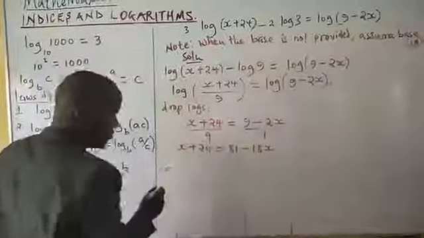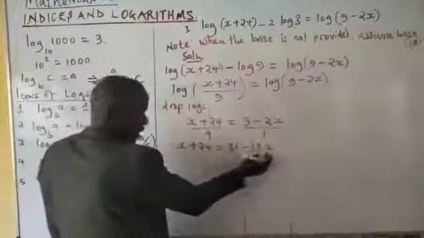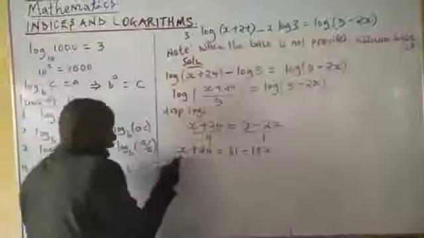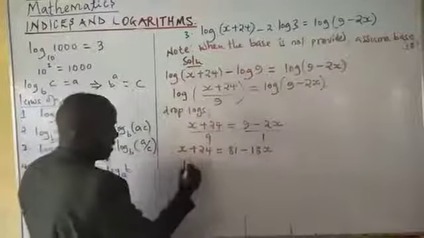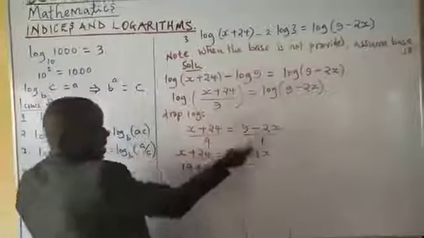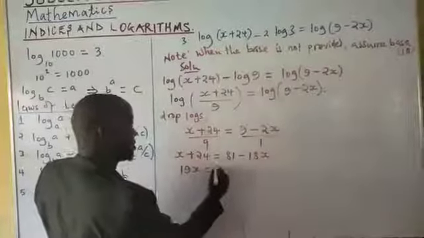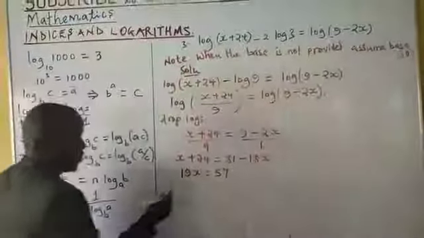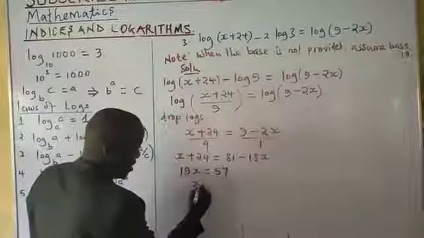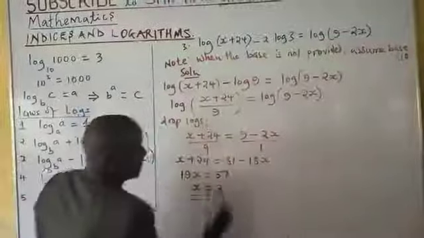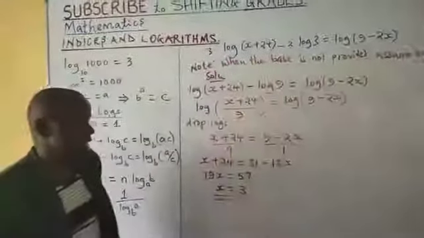18x. So when we group like terms together, 18x brought to this side becomes a positive. x plus 18x becomes 19x. Then 81 minus 24 becomes 57. Therefore, when you divide it through by 19, x will be 3. And that is how the question is approached.